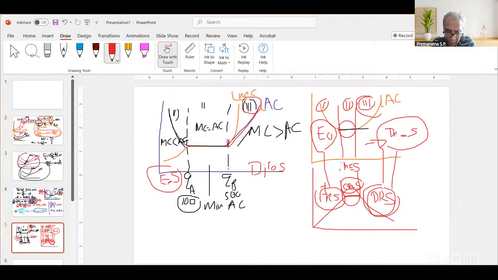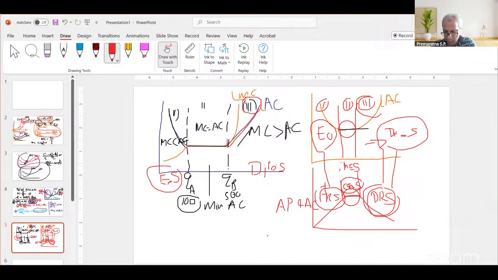Now, two things I'm going to do here. One, try to identify the reasons for economies of scale and diseconomies of scale. Second, prove this relationship between the average product and average cost curve.